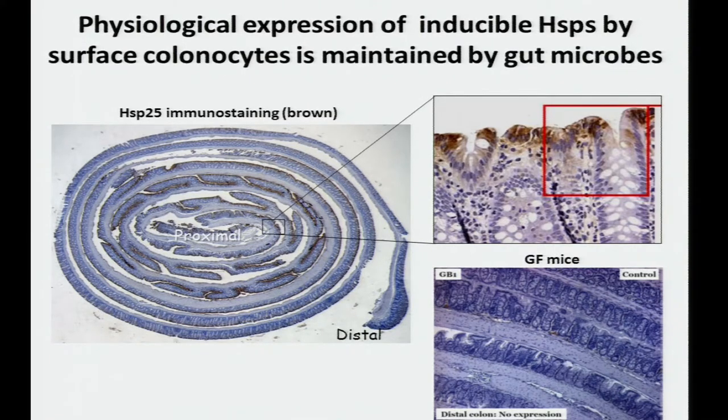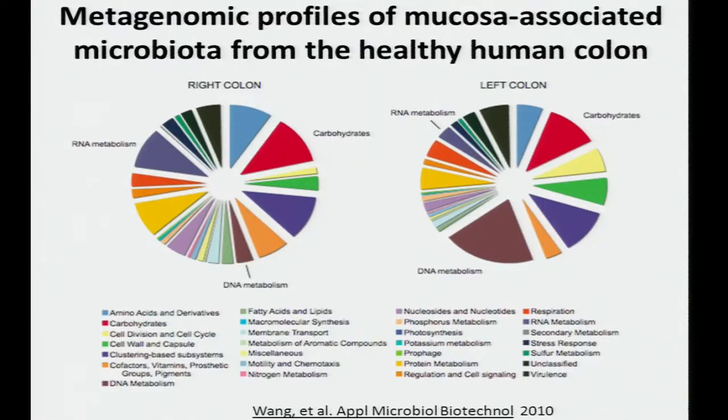And in support of that, if you look in a germ-free mouse or if you antibiotic treat a mouse, what you find is that you get an abrogation of the expression of these HEACHOC proteins. Now, implied from that is that if this gradient is due to cues from microbes, then there must be a heterogeneity of microbes that are found in the proximal versus the distal colon. And I think that through studies that we've done, both of 16S as well as metagenomic profiling, this indeed is true. And that's shown on this slide.